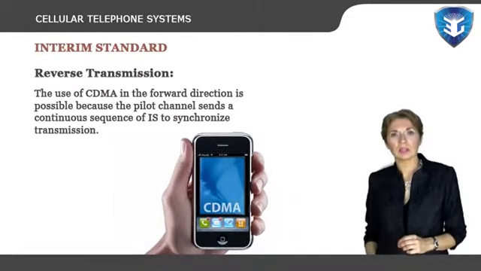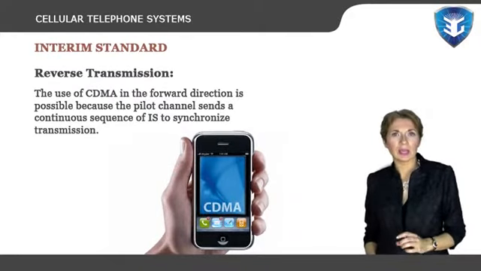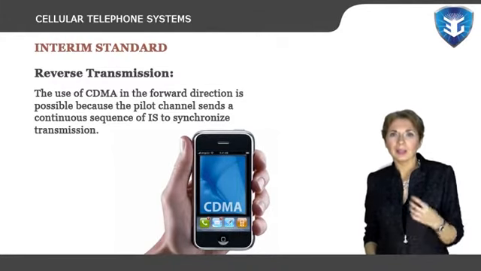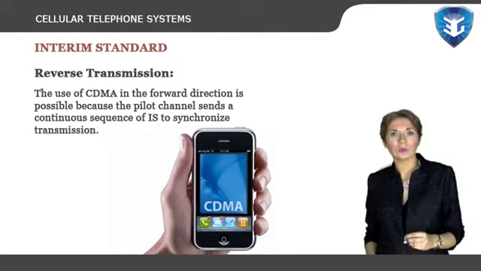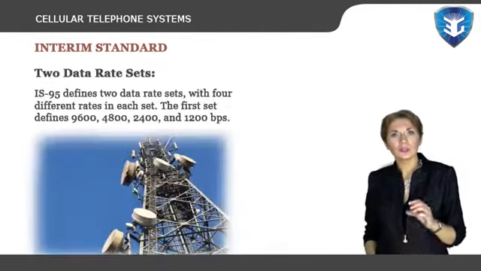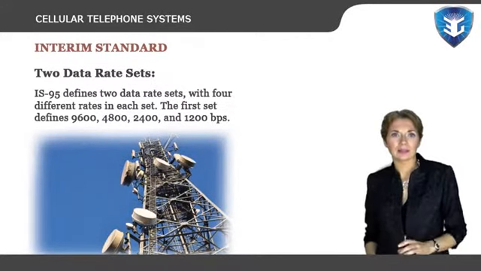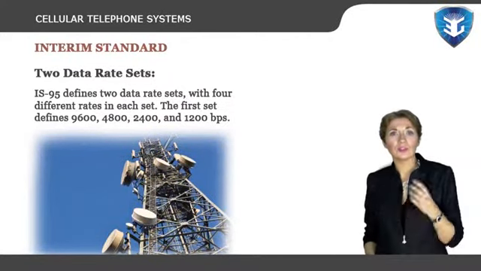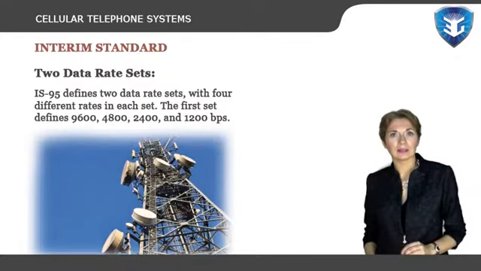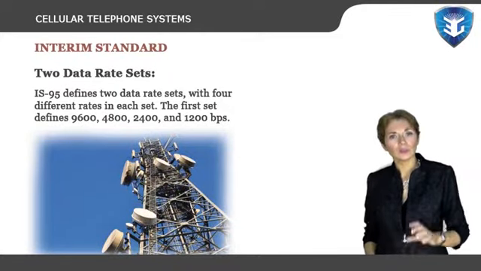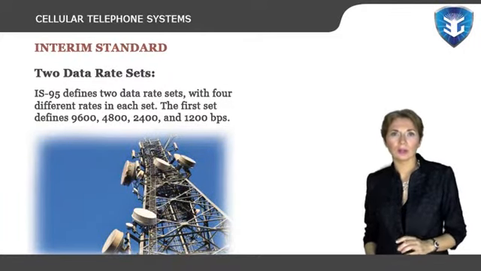Reverse transmission. The use of CDMA in the forward direction is possible because the pilot channel sends a continuous sequence of 1s to synchronize transmission. Two data rate sets. IS-95 defines two data rate sets with 4 different rates in each set. The first set defines 9600, 4800, 2400, and 1200 BPS.